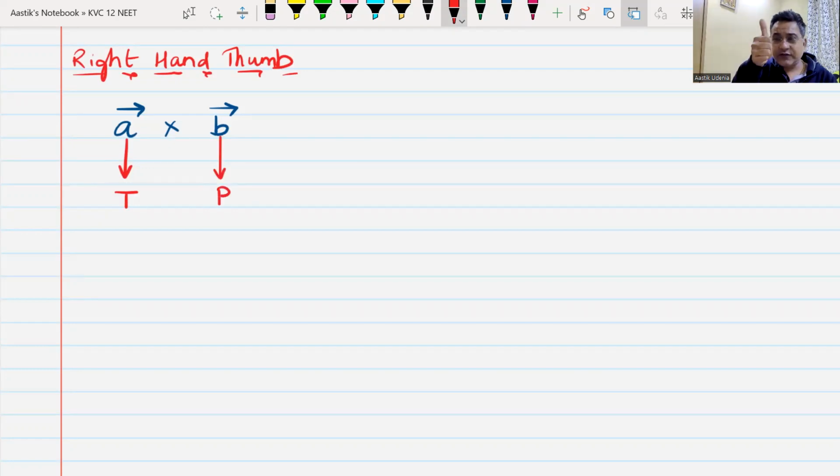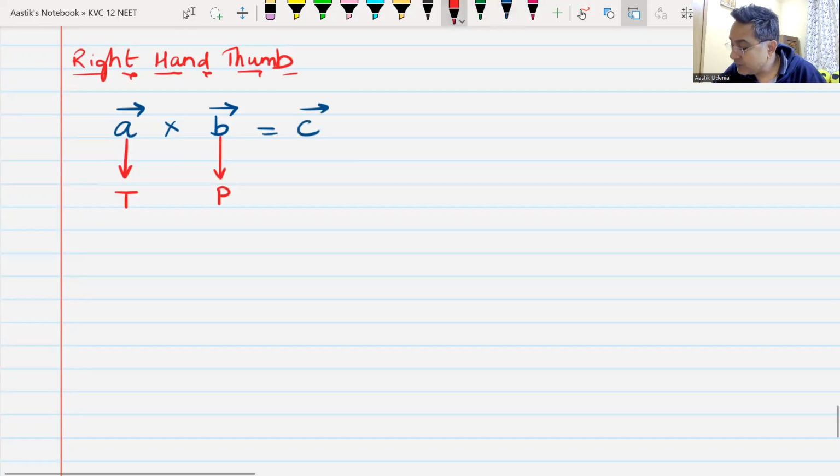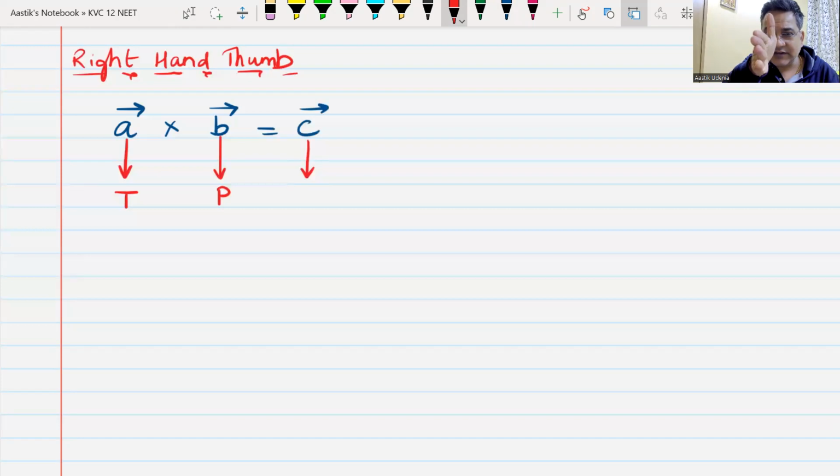In the direction of the first vector, you have your thumb. In the direction of the second vector, you have your palm. If A cross B is C, then the direction of C would be given by the direction in which your fingers turn. First vector, second vector, and this is the cross product.